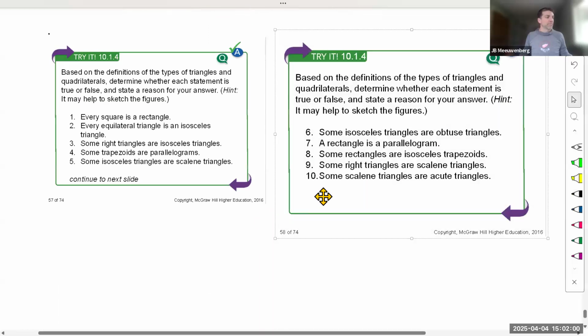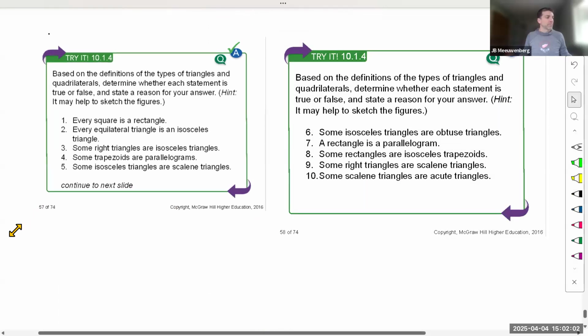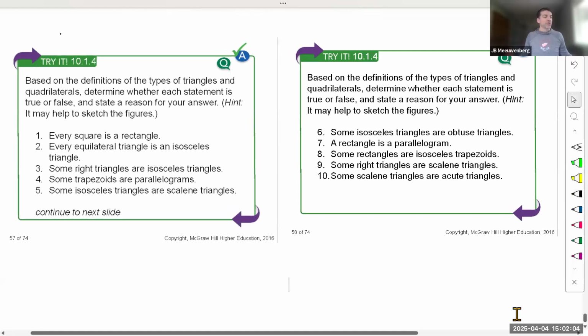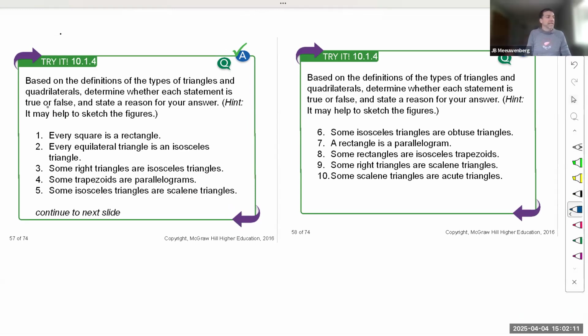Right next to each other. And what I recommend you do is pause this video, sketch some figures as it says. What you're going to try to determine is whether each of these statements below is true or false based on those exact definitions for those figures. I'll do the first one with you so you can see through the reasoning.